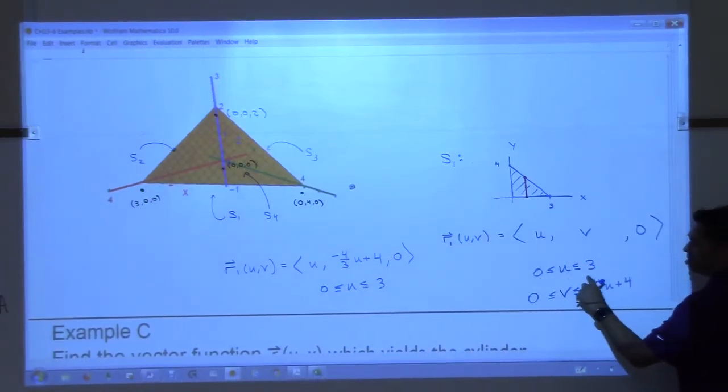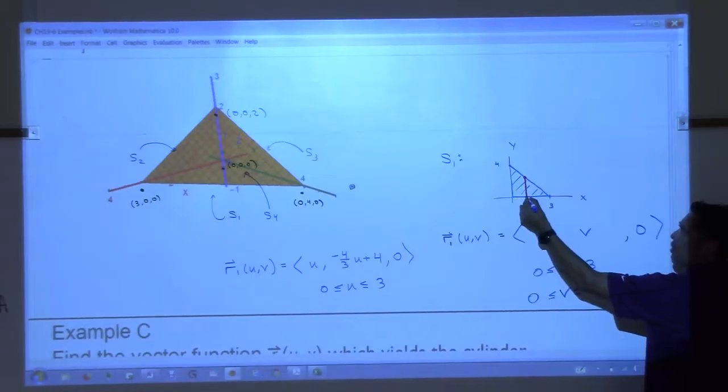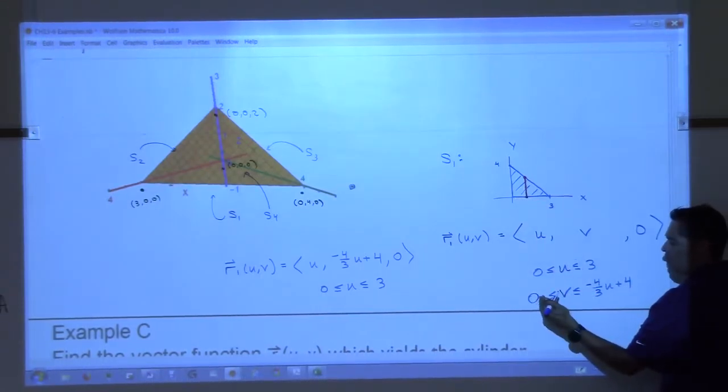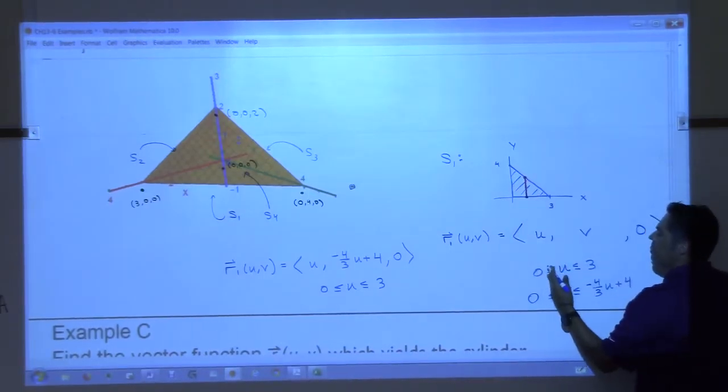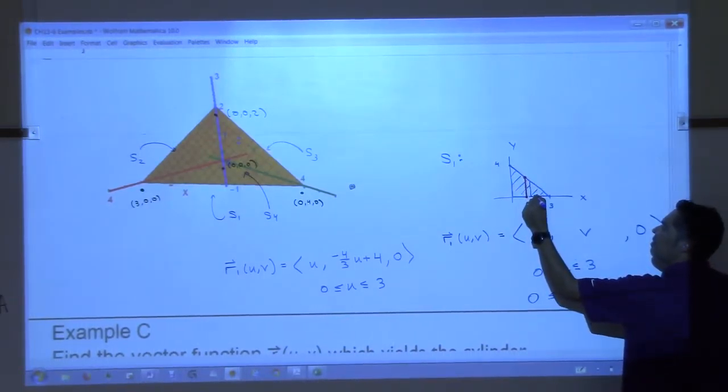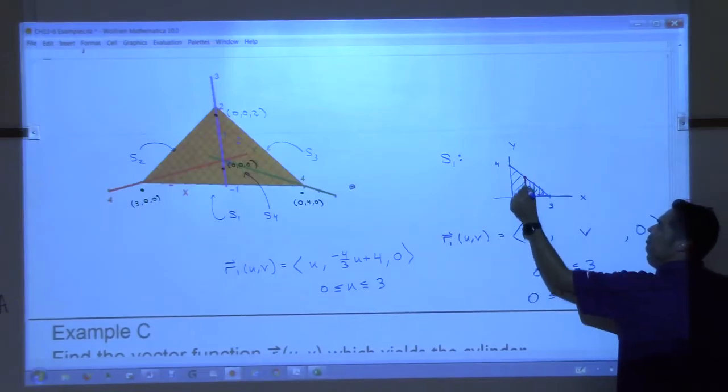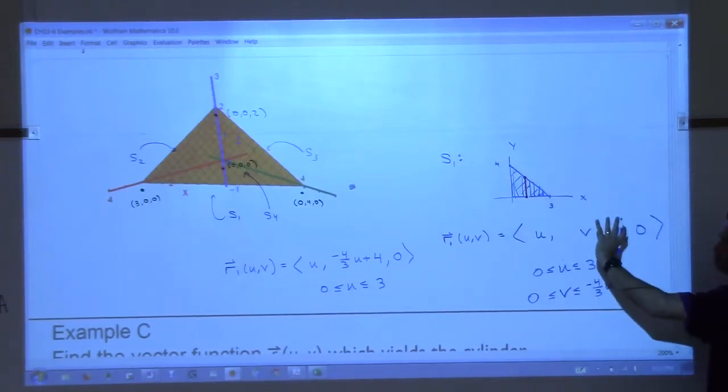It says, fix me a u, boom, and now my v can go anywhere between 0 and that value, right? So now my v can be everything in there. And then I just keep moving my u. I get everything between, like that, and I get the whole shaded region.